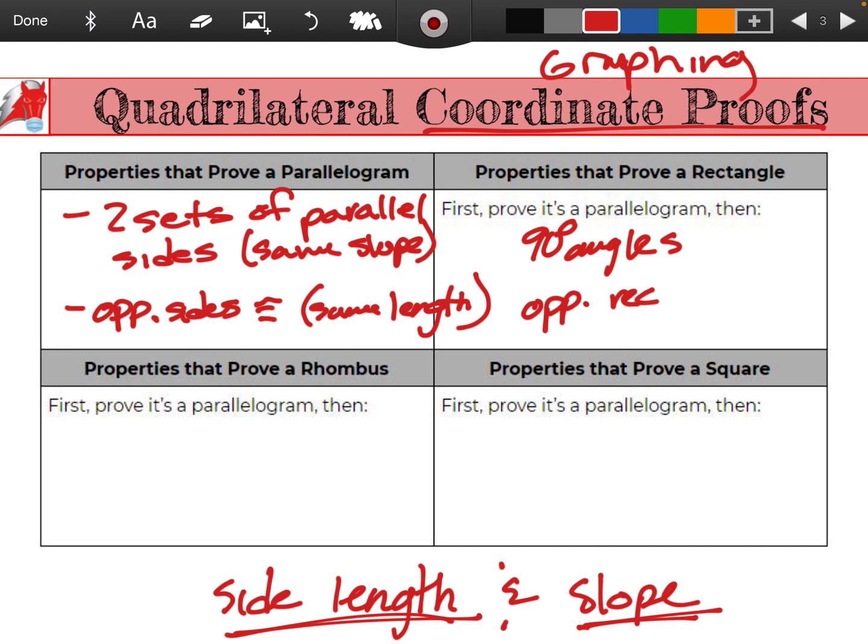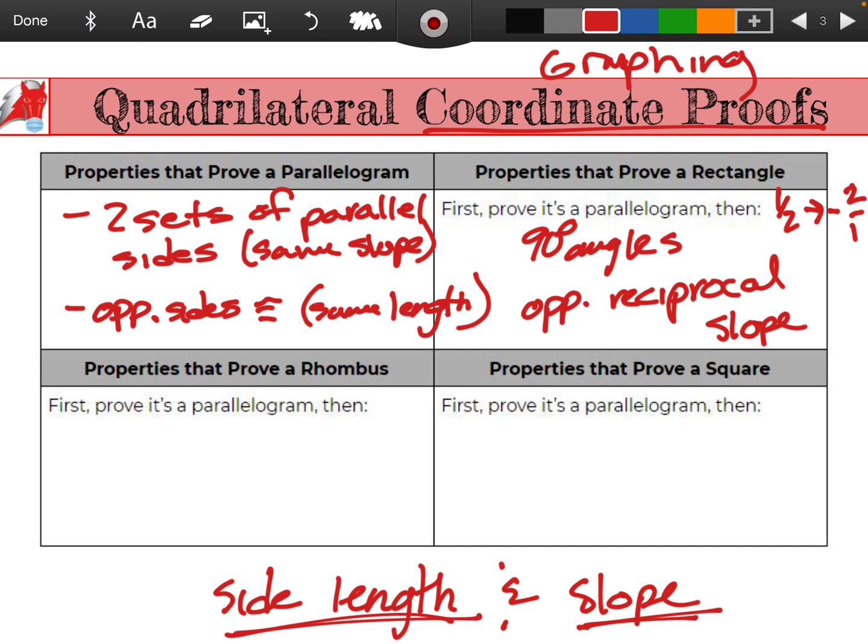opposite reciprocal slopes. So that would mean that if I have two sets where they're 1/2, and then the other ones are negative 2 over 1, right? Opposite reciprocal, then that's the opposite reciprocal slopes that I'm looking for. So again, the slopes will tell me everything I need. On top of saying the opposite sides are parallel as well. Or opposite sides are congruent.